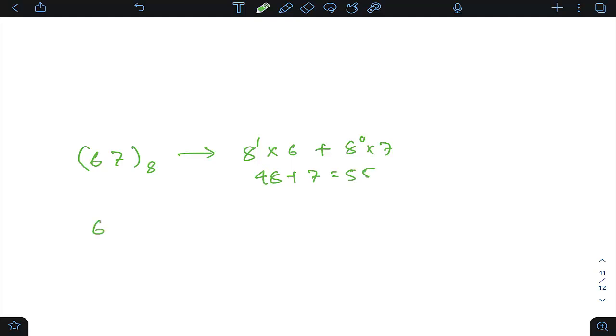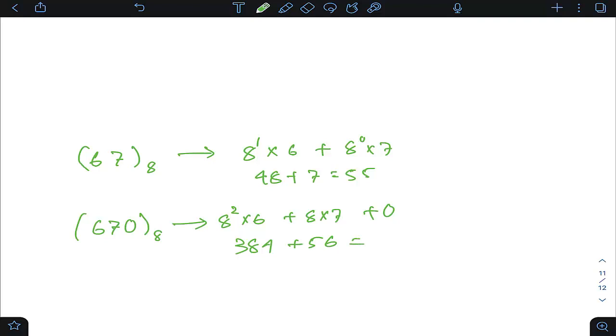Now what you do is, you attach a 0 on the LSB. So 670 in base 8. Now again you find the decimal equivalent. So you get 8 square into 6 plus 8 into 7 plus 0. 8 square is 64. So how much is 64 into 6, students? 64 into 6 will be 384, plus this is 56. So 384 plus 56 is coming 440.